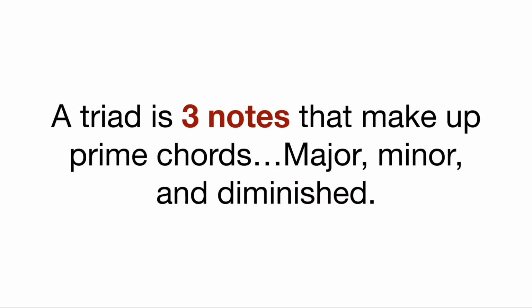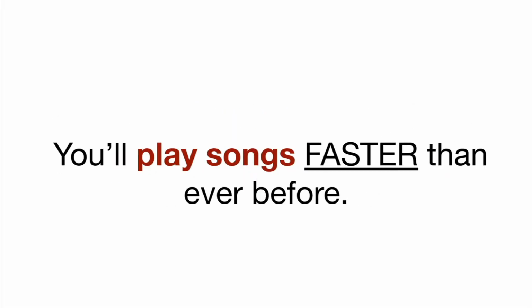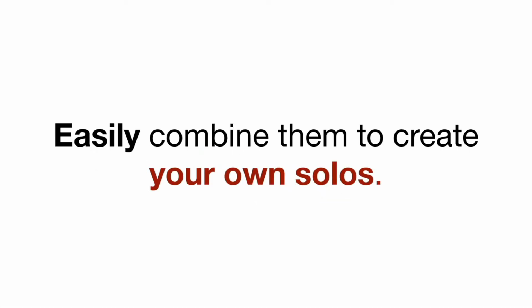A triad is 3 notes that make up prime chords like major, minor, and diminished. When you can see those 3 types of triads on your fretboard, you'll play songs faster than ever before. And you can easily combine them to create solos.